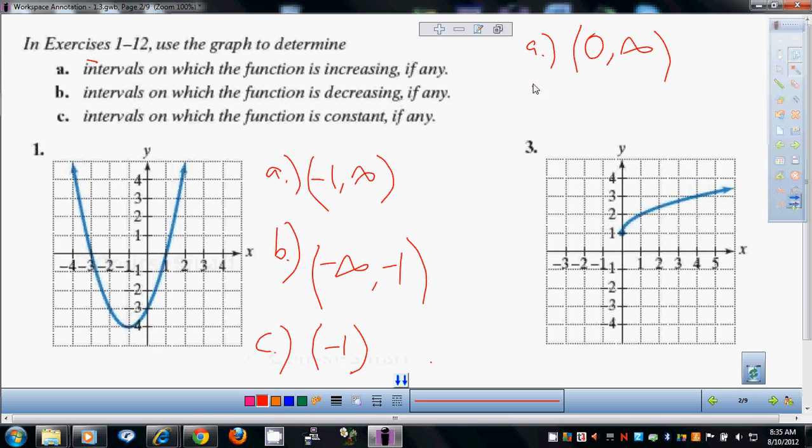What about part B? Where's that thing going downhill? Does this mean nowhere? All right. Nowhere or none or however you want to write that. It's not going downhill anywhere. Is it flatlining anywhere? No. Even at this exact spot, it's starting to go immediately uphill. So, none again.